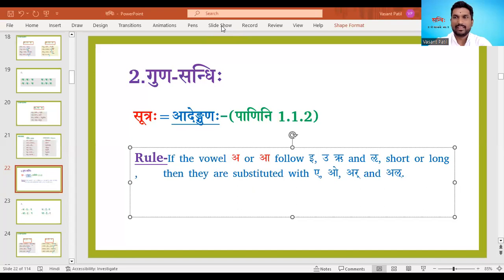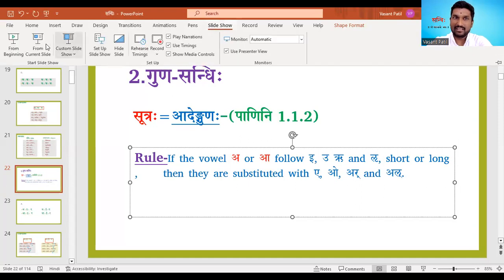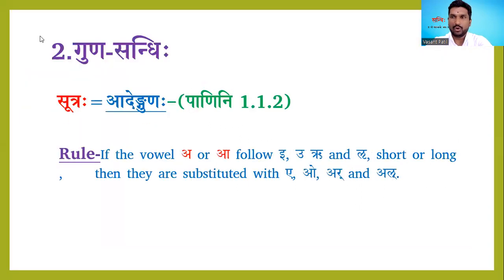Sandhi topic in the Vyakarana world, the Sanskrit world, we are dealing with now. In the previous video, we saw the Dirgha Sandhi rule. Dirgha Sandhi is also the basic first Sandhi of Swara Sandhi. Now we are going to see the second very important rule of Swara Sandhi. Swara Sandhi means two vowels coming together.